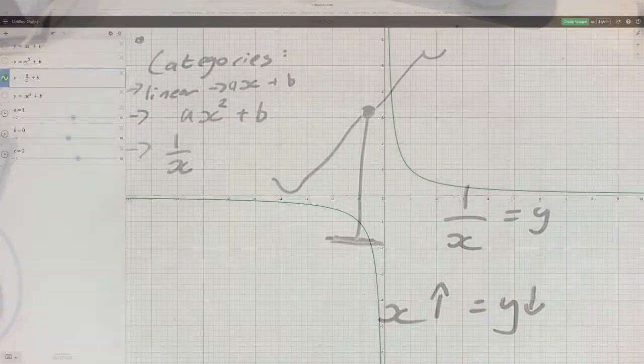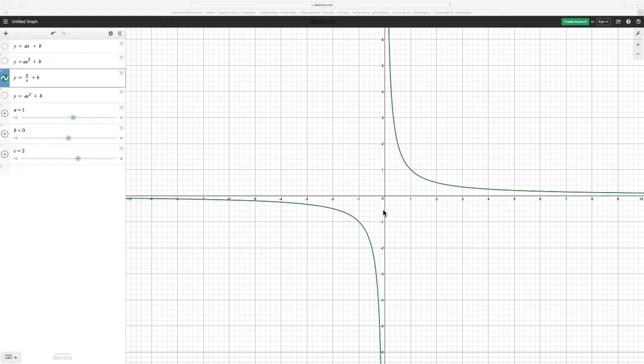And that's why on the graph we can see that only when x approaches the biggest number possible, which is going that way, does y get closer and closer to 0. Okay, and that's the hyperbola.